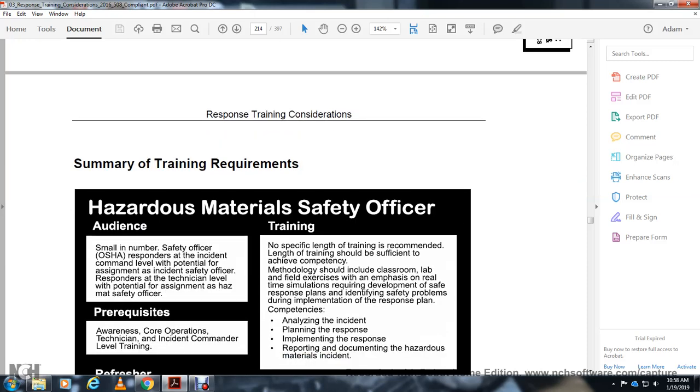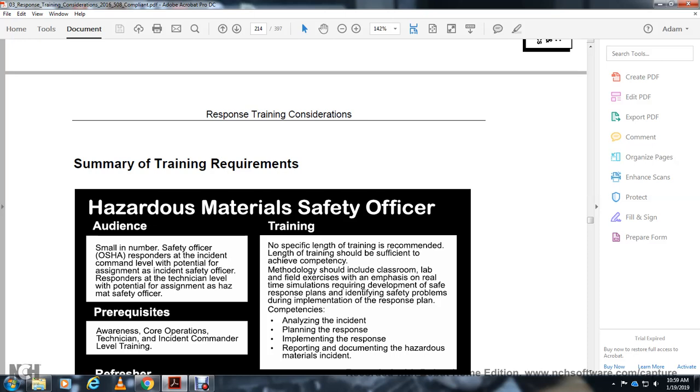Summary of training: hazardous material safety officer. A small number of safety officers respond to the incident command level for potential assignment. The incident safety officer responds to the technical level for potential assignment as hazmat safety officer. Prerequisites: awareness, core operations, technician, and incident commander level training. No specific length of training is recommended.